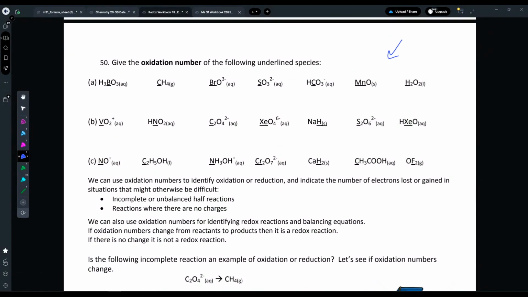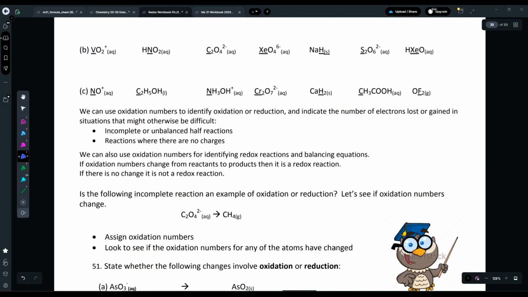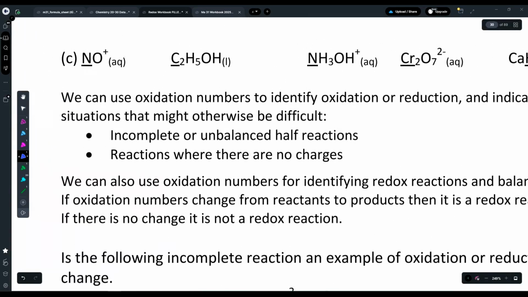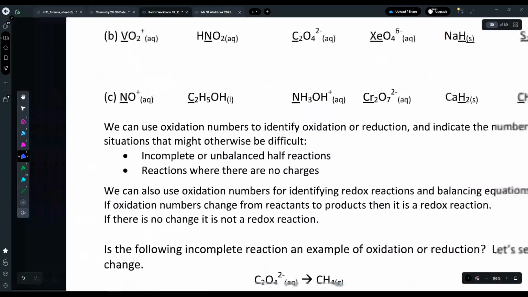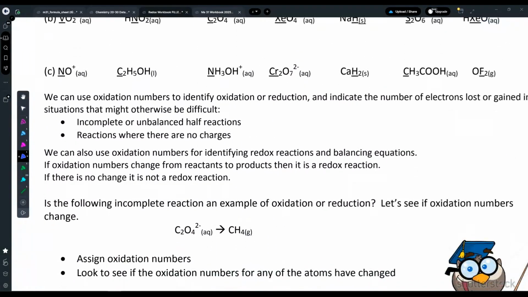Okay, so here's just some practice questions, but I want to move on to the next section here that talks about oxidation numbers. So we can use oxidation numbers to identify oxidation or reduction reactions and indicate the number of electrons lost or gained in situations that might otherwise be difficult. So these situations could be incomplete or unbalanced half reactions, or reactions just where there is no charges. We can also use oxidation numbers for identifying redox reactions and balancing equations.